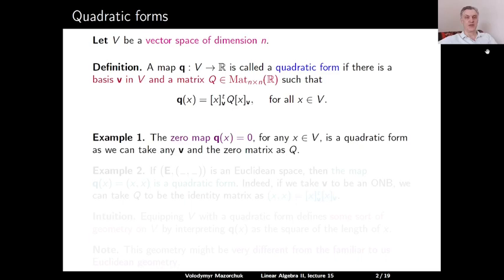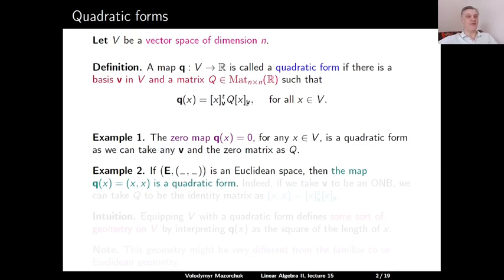For example, the zero map is clearly a quadratic form because for any basis bold V, we can take capital Q to be the zero matrix, and then Q of x will be 0 for any x in V. So the zero map is a quadratic form.